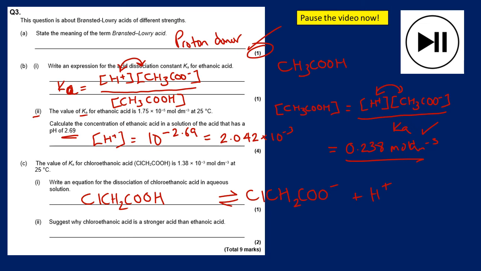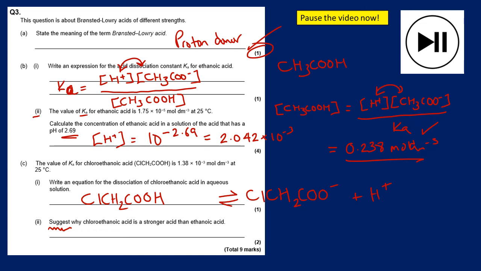And it's asking us to suggest why. So when you see the term suggest, that does mean that you've not been taught it, but you've got to try and use knowledge or things that you have been taught to apply it here. So for some reason, it's a stronger acid when it's got a chlorine instead of just a hydrogen.